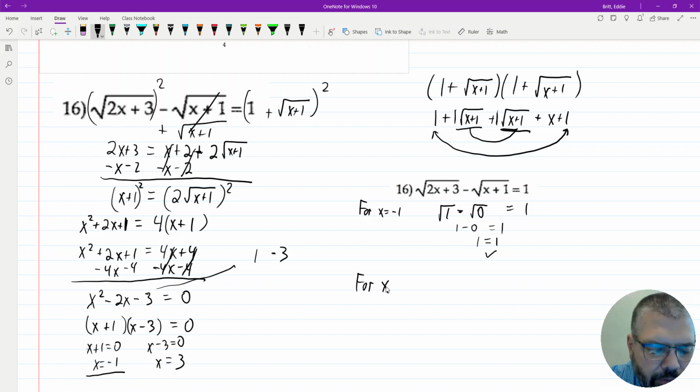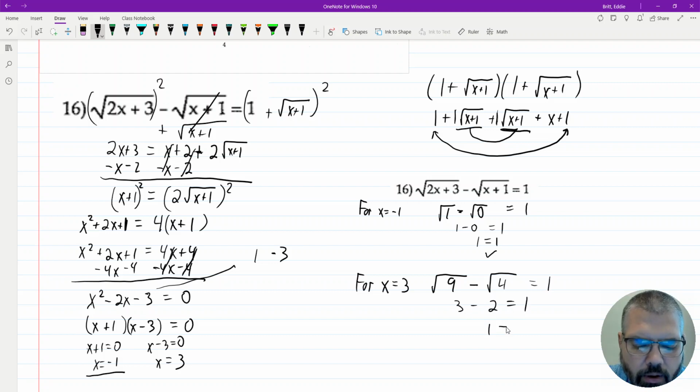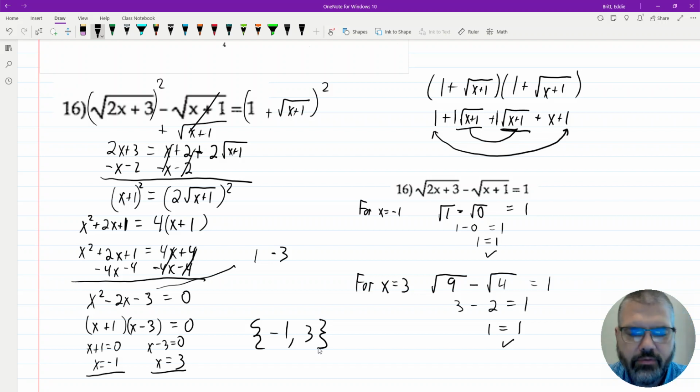Now, let's plug in a positive 3. So if I plug a positive 3 into the first radical, that's going to be 2 times 3 is 6. 6 plus 3 is 9. So that's the square root of 9 minus. Now plug in a positive 3 into the second radical. It's going to be 3 plus 1 is 4, equals 1. So 3 minus 2 equals 1. 1 equals 1. So that checks out as well. So your solution set is both answers, negative 1 and positive 3.